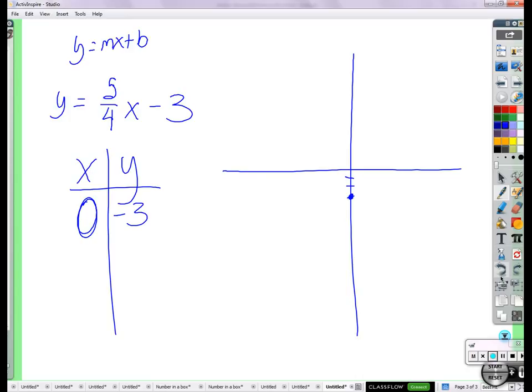Okay. Let's talk in generalities. If I plug 0 into x for this function, what will I get? 0, b. So for any linear function, you're always going to have a point at 0, b. That's what we call the Y-intercept.